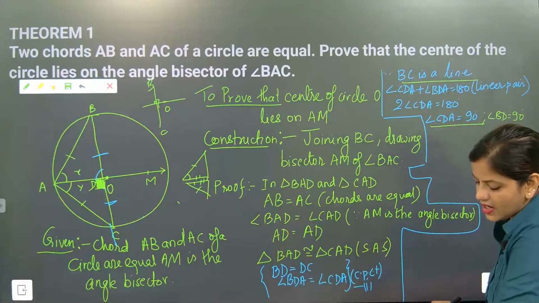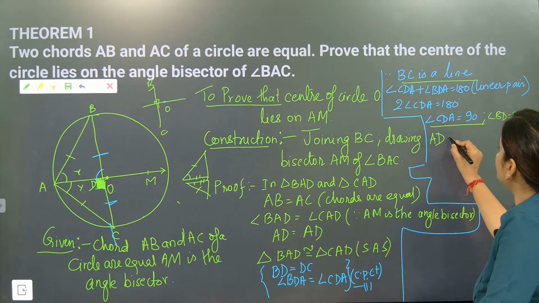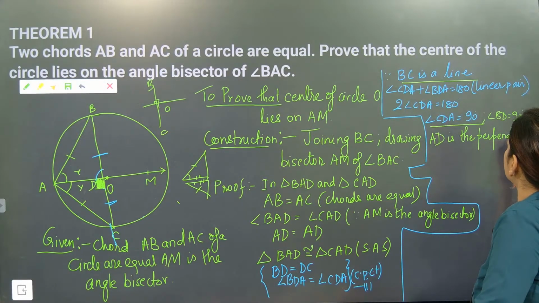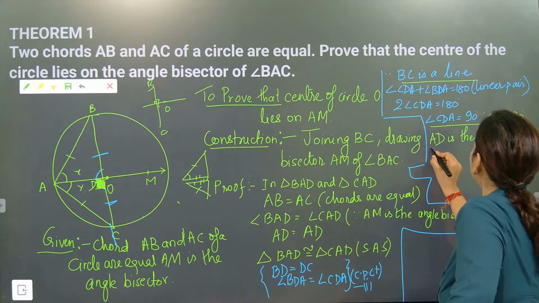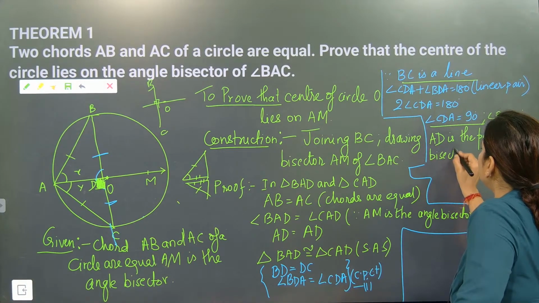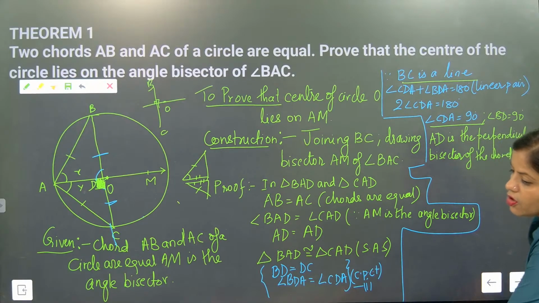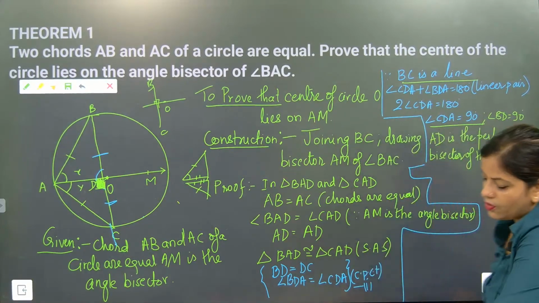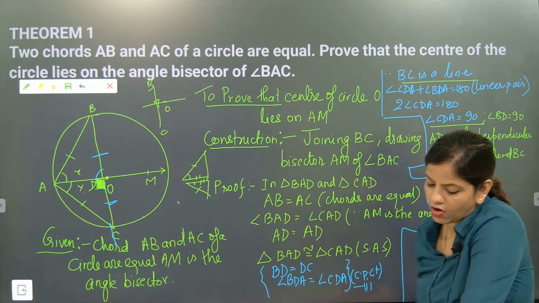So after getting 90 degrees, we will say AD is the perpendicular bisector of the chord BC. Perpendicular bisector of whom, beta? AD is the perpendicular bisector of the chord, and we know that any line drawn from the center of the circle to the chord bisects the chord.